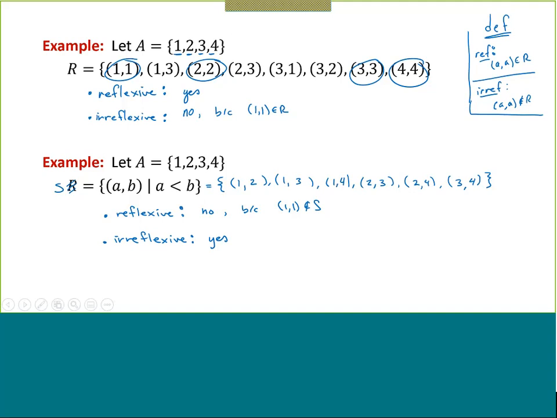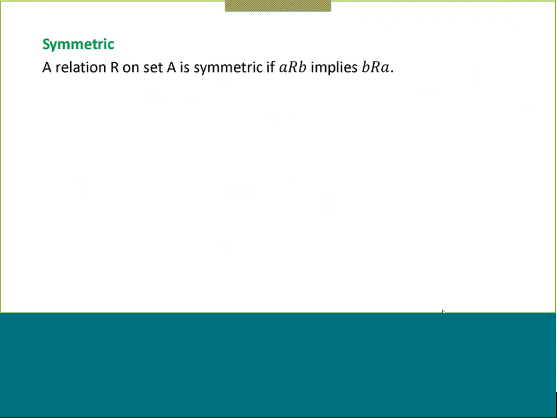One family of relations that it works on. But most of the time, it would be one or the other. Or neither. So the next set of properties that we've got starts off with the symmetric property.